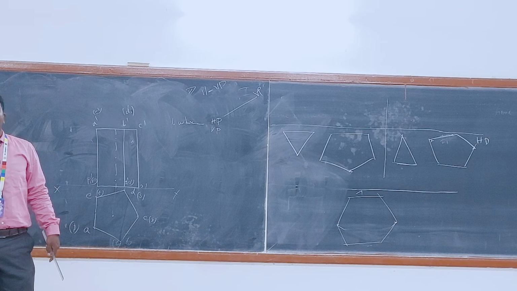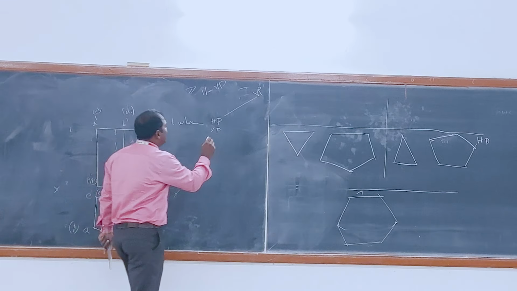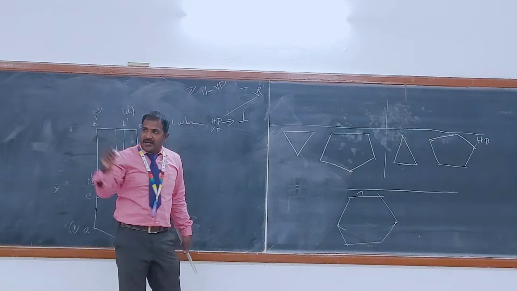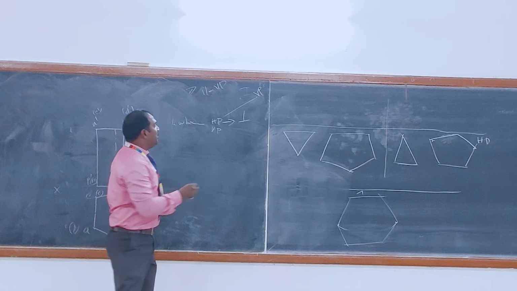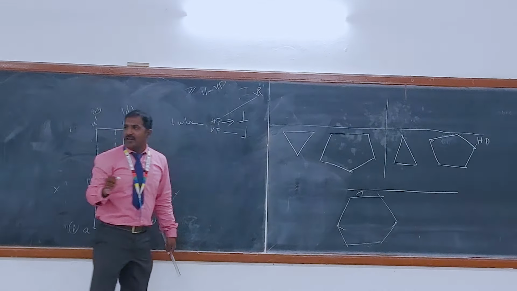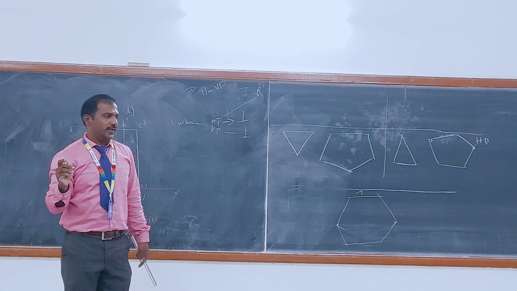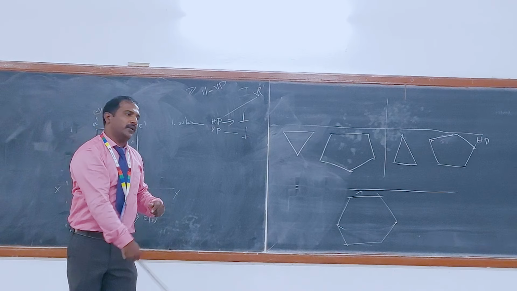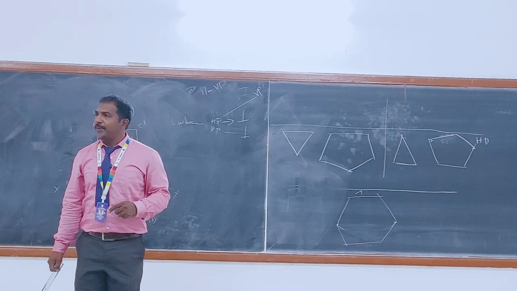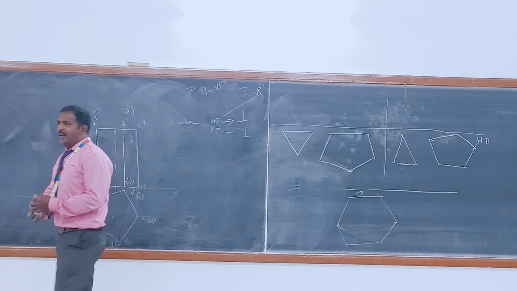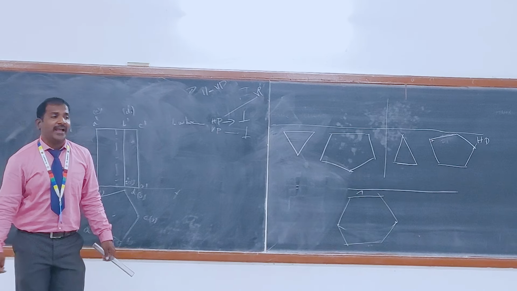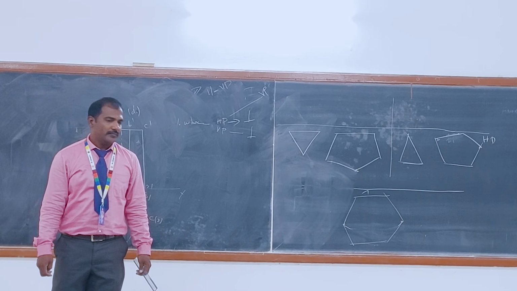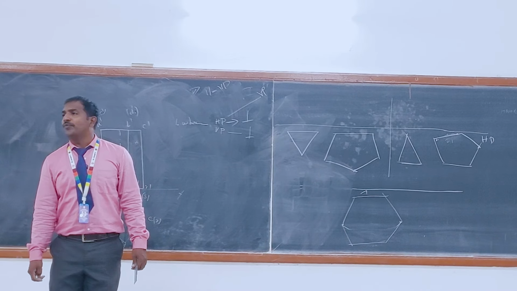How do we find out which? It is given. If the cutting plane is perpendicular to HP, it will be cutting on HP. If the cutting plane is perpendicular to VP, it will be cut on VP. Very simple. So now, it is cut by a cutting plane perpendicular to VP.